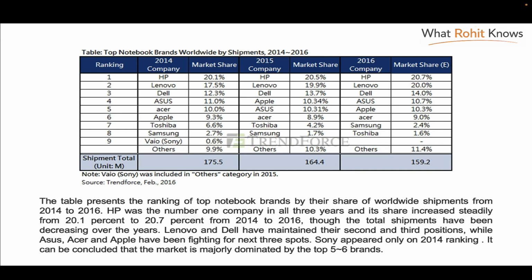The table presents the ranking of top notebook brands by the share of worldwide shipments from 2014 to 2016. HP was the number one company in all 3 years, and its share increased steadily from 20.1% to 20.7% from 2014 to 2016, though the total shipments have been decreasing over the years. Lenovo and Dell have maintained their second and third positions, while Asus, Acer, and Apple have been fighting for the next three spots. Sony appeared only in the 2014 ranking. It can be concluded that the market is majorly dominated by the top 5-6 players.